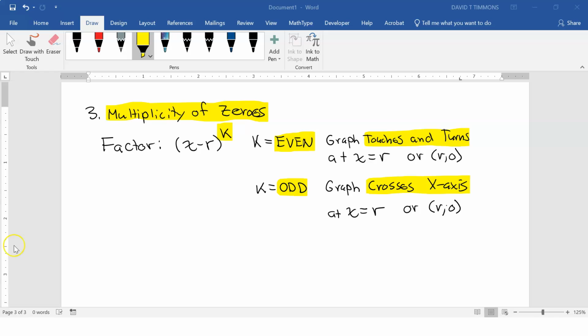Multiplicity of zeros is the next topic we'll look at. And I just previewed this topic looking at the graphs from example 5 and 6. So if we have a polynomial in factored form, generically we could call this x minus r to the k power, where r is really the root of that factor. There's really two cases. If k is an even number, the graph will touch and turn at that root, or r, 0 in coordinate point form. If k is odd, the graph will cross the x-axis at that point, x equals r or r, 0. And as k gets larger than 1, the graph will tend to flatten out at those zeros.